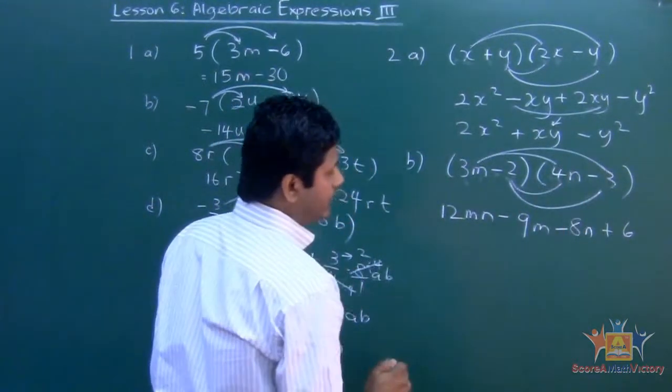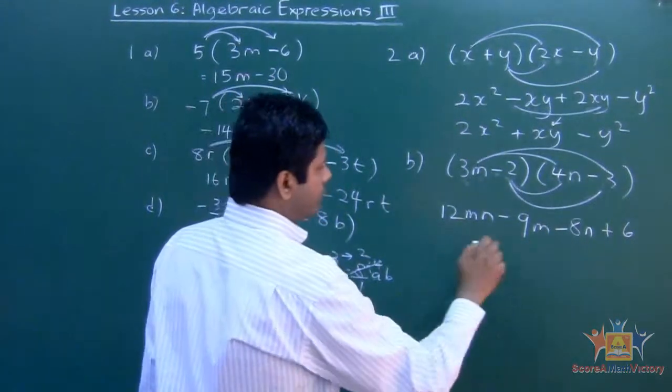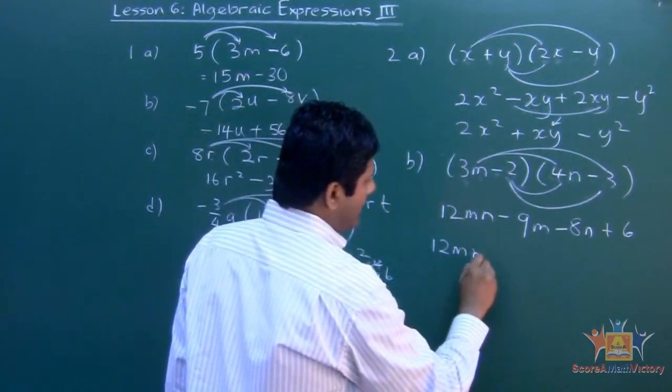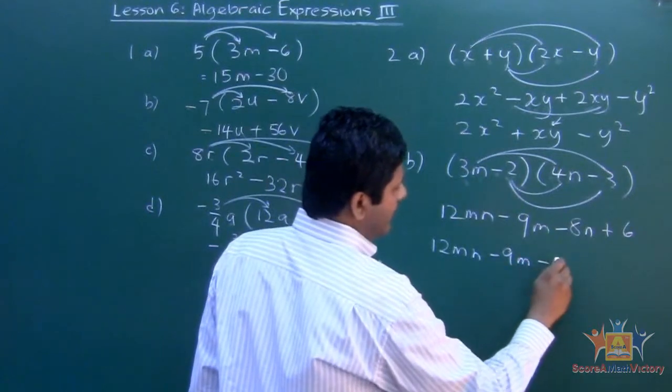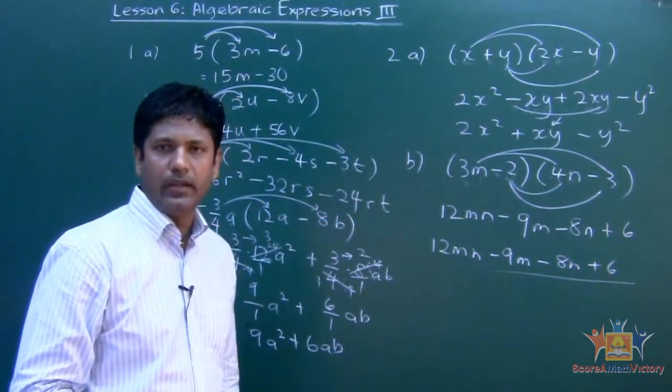And then when you do that, can I combine these two? No, this is m, this is n. I cannot combine. So the answer is 12mn minus 9m minus 8n plus 6 right there. That's your answer. Okay, good.